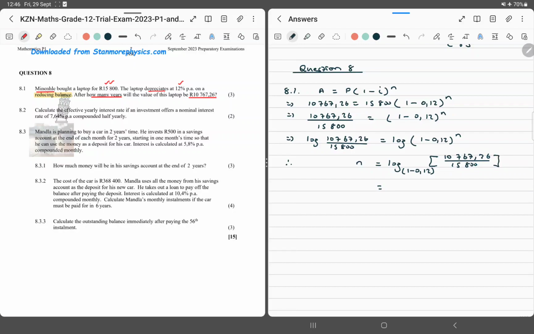So let's see what happens in there. We have a nice log function there, 1 minus 0.12, and then we've got this one, 10,767.26 divided by 15,838. What are we getting? Rounded off to 2 decimal places, it gives us 3 years.